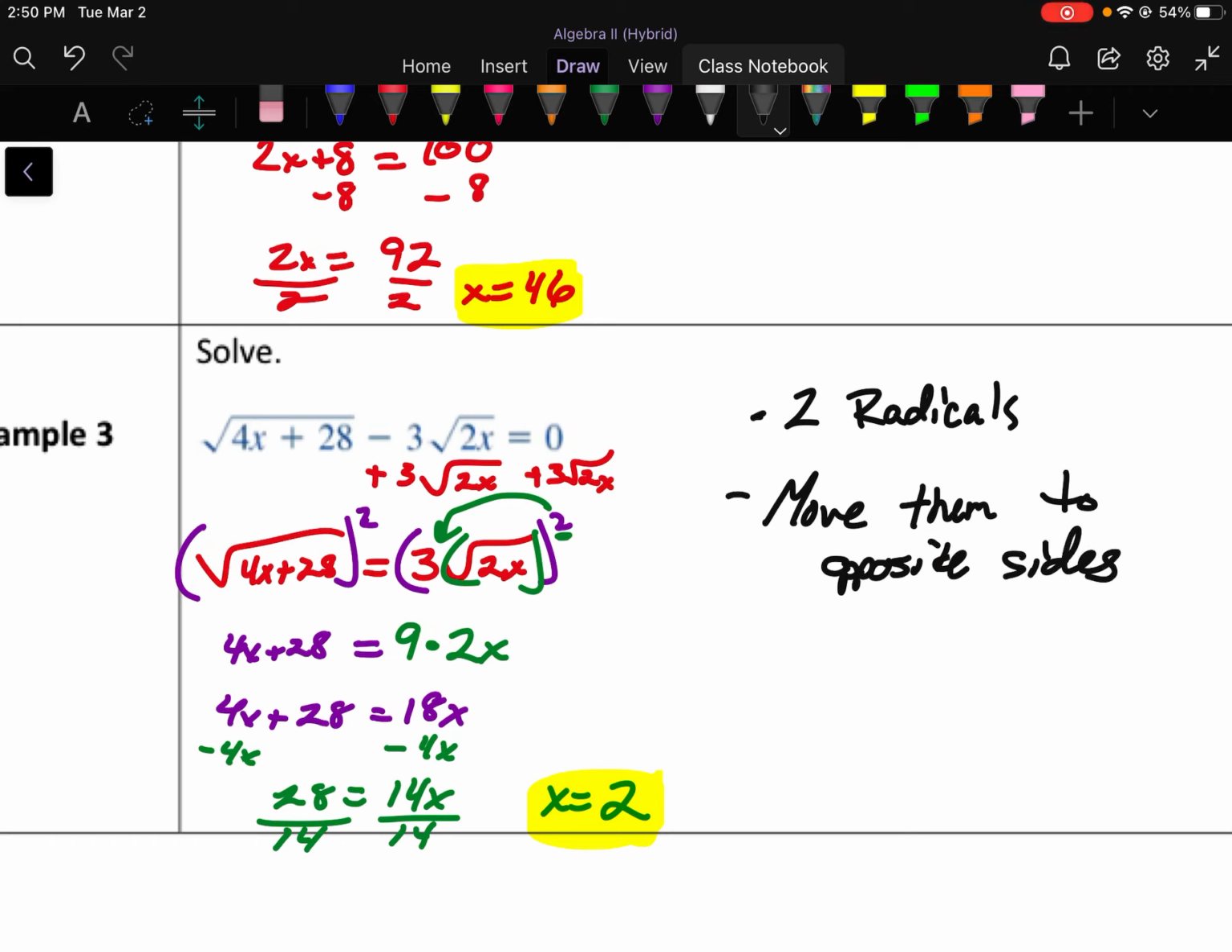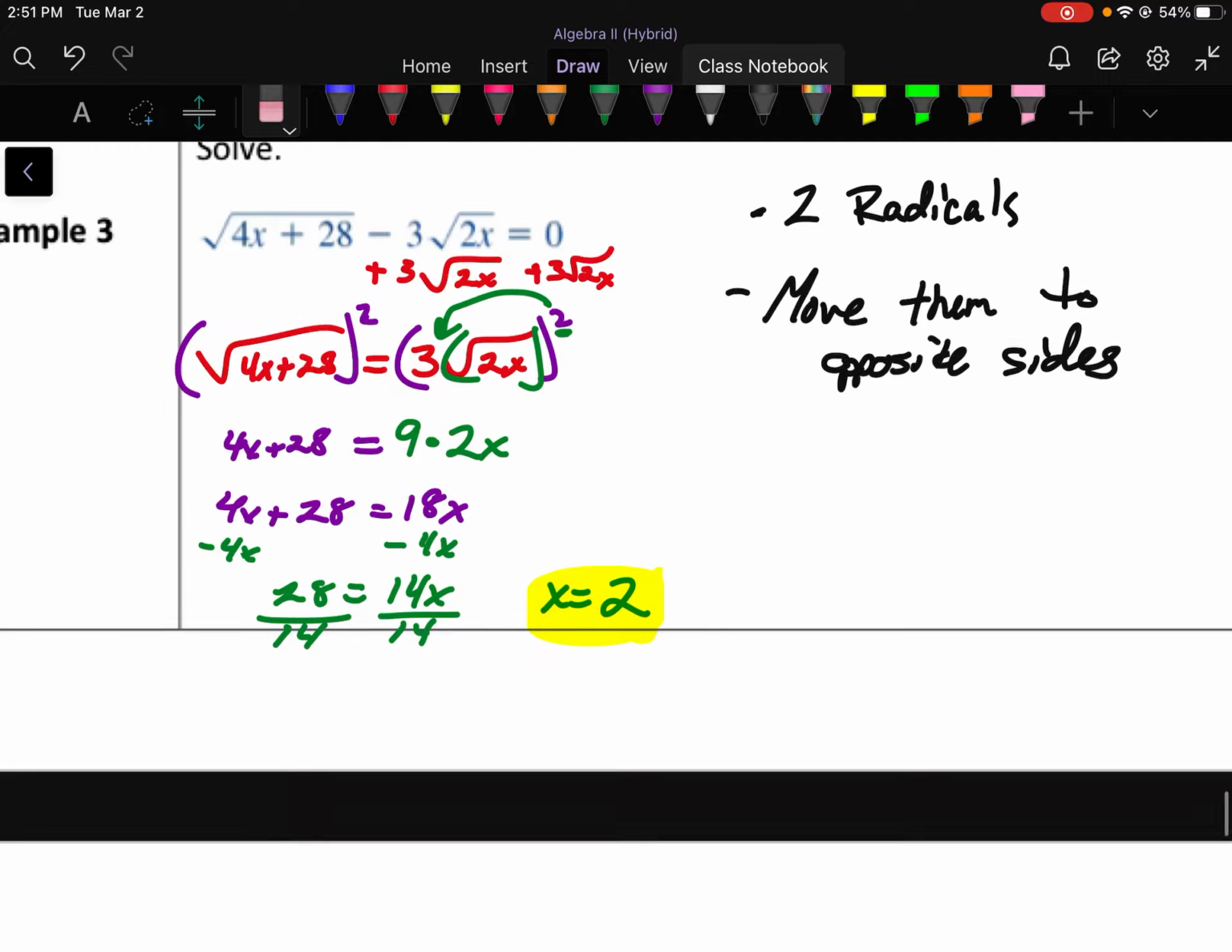And then, it works the same if my index was 3. On both of these, I want to move them to opposite sides, but in this case, I would raise it to the third power instead. I don't know if I would add that if I were you. I just don't want to confuse you, but just to know that you can do it with any radical. Just move them to opposite sides and then take the respective power to undo the radicals.